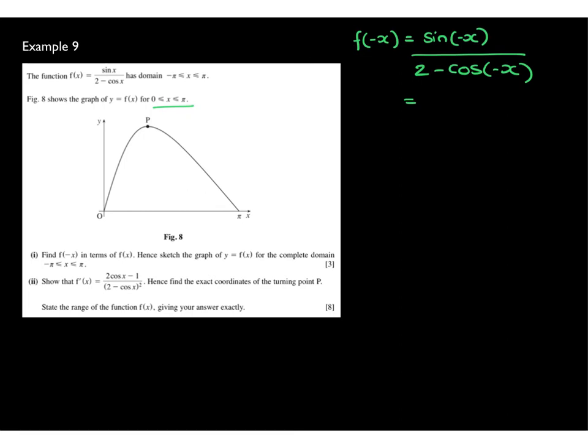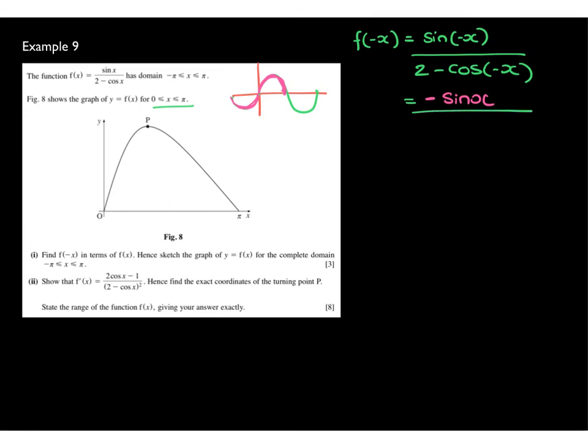Now, you can check this using a calculator, or you can think about the graphs, but sine x looks like this. So we can see that sine of negative values is simply the negative sine of the positive value. So sine of negative x is negative sine x. It's a reflection in the x-axis.